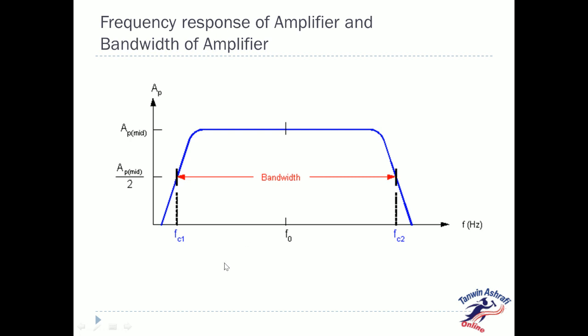Here, the gain rises with frequency in the low frequency region, becomes constant in the middle frequency region, and falls in the high frequency region. The bandwidth is the difference between the two cutoff frequencies, where the gain falls to half of the maximum power gain AP. The difference of these two cutoffs is known as the bandwidth. This is the range of frequency over which voltage gain or power gain is equal to or greater than 70% of its maximum gain. That is known as the bandwidth.